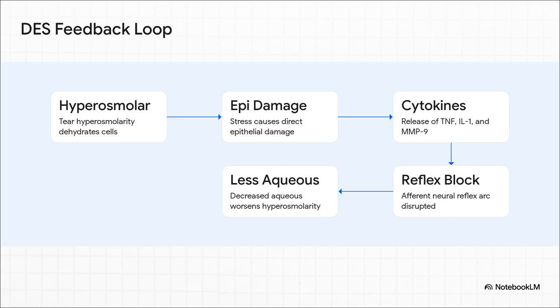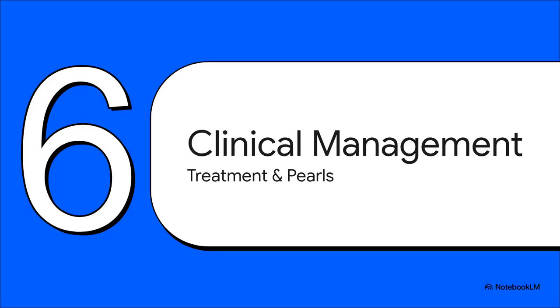With the reflex arc blocked, the brain simply stops sending the signal to produce tears, resulting in decreased aqueous. And what does decreased aqueous cause? Yep, even worse hyperosmolarity. The cycle literally feeds itself. So our job as clinicians is to break that cycle.